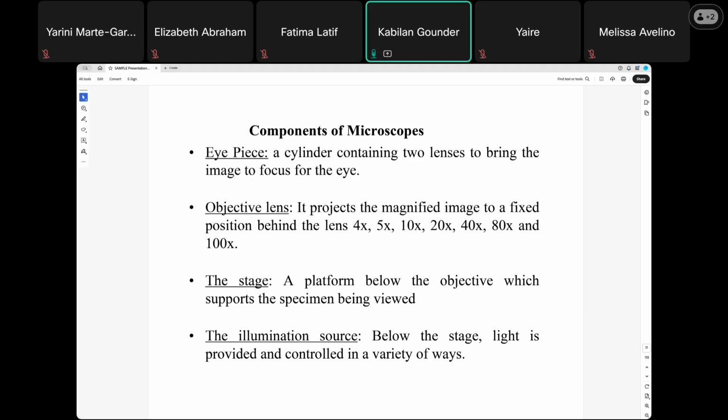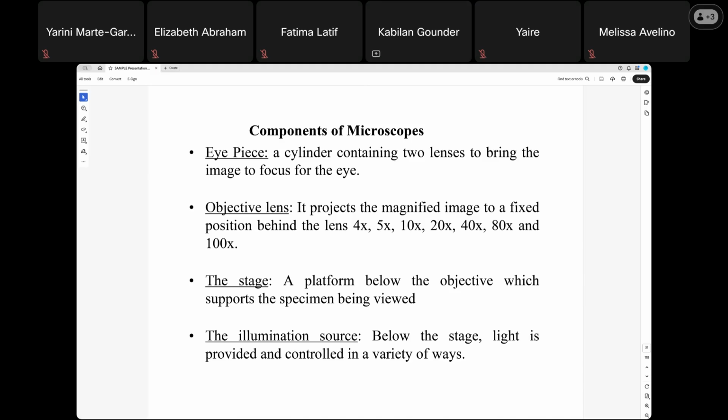The next is the objective lens. As we just discussed, it projects the magnified image to a fixed position behind the lens: 4x, 10x, 20x, 40x, 80x, 100x. That is how many times you want to magnify, 10 times or 15 times or 100 times. So it depends on the lens which you observe with.